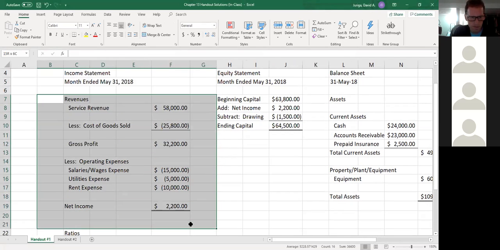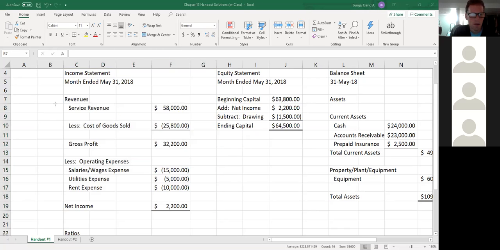All right, you'll notice that we've got here's your service revenue. Subtract out your cost of goods sold to then get gross profit. And then after that, I'm simply listing all of your expenses: salaries and wages, utilities, rent, to get net income of 2,200. Notice I've kept this real simple for you to remember. And if you can understand this format for the test, you'll be fine.